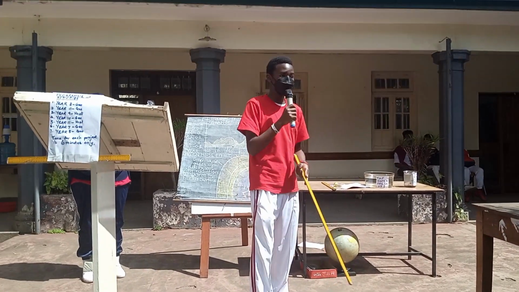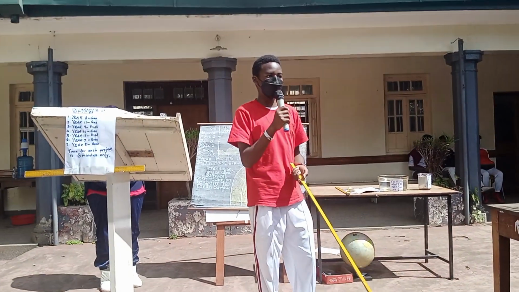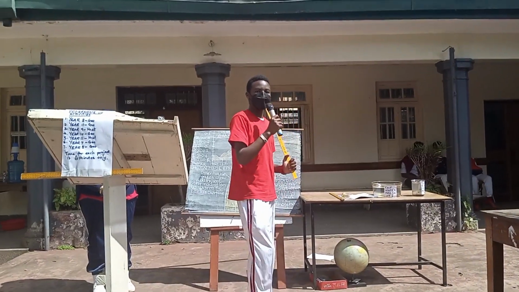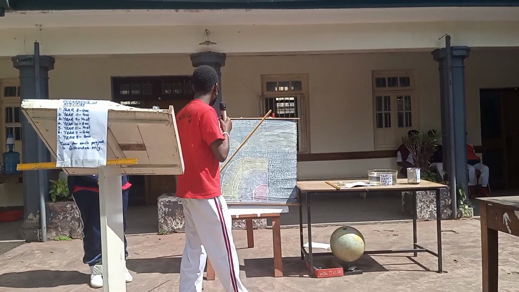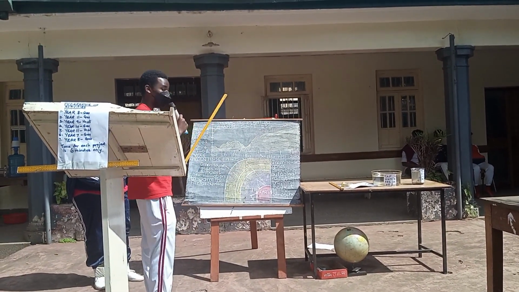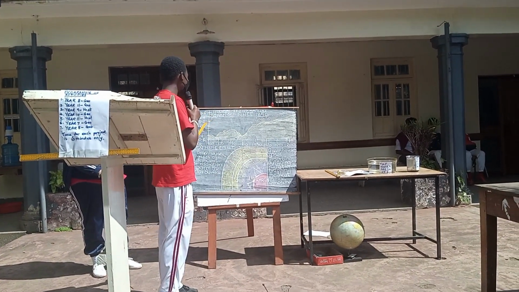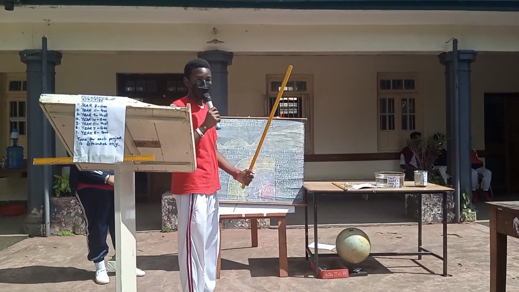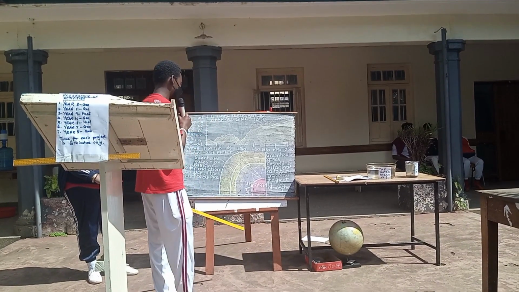Permanent ramification. Ramification means aftermath. So when we look at this graph here, it shows that the temperature has been rising since the year 1850 up to date, and it's continuing to rise because of climate change.